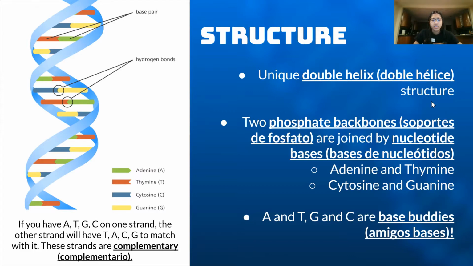2 of these nucleotide bases are joined and supported by the phosphate backbone. There's an important rule though. A only pairs with T, G only pairs with C, and vice versa. I like to call AT and GC base buddies. If you have A, T, G, C on one strand, then the other strand will have T, A, C, G to match with it. These strands are complementary.